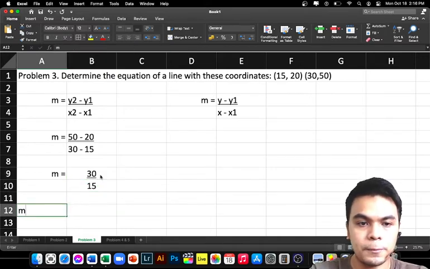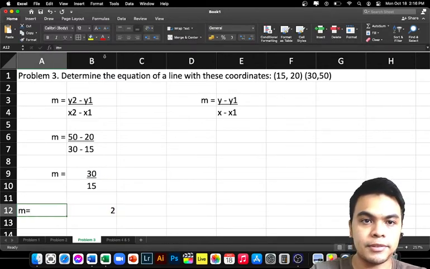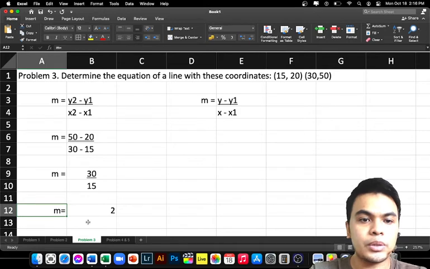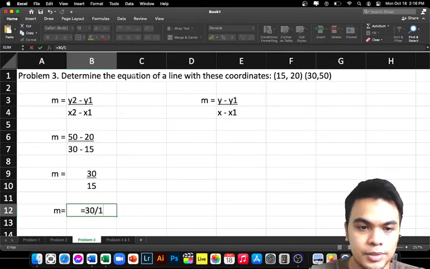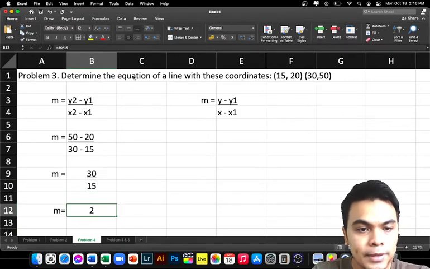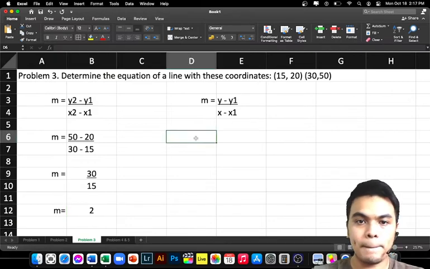And our slope is 2. 30 divided by 15 is 2. Okay. Yeah, let's double check. And it's 2. Now we have the value for m. Let's use this formula to come up with the equation.